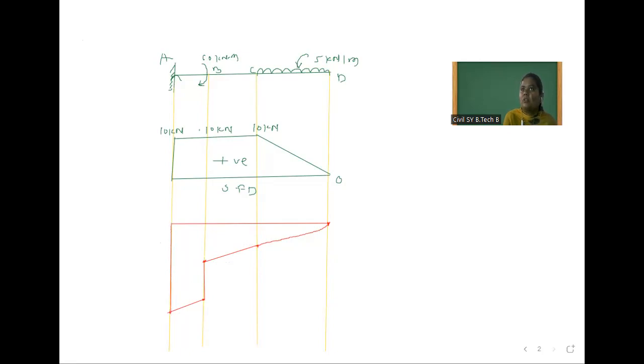Okay, so this is the bending moment diagram for the cantilever beam. So here value is 100, here 90, here value is 30, here 10, and here 0. This is A point, B, C, and D. This is bending moment diagram. Okay, please write down fast.